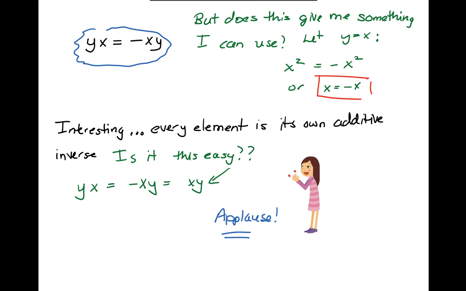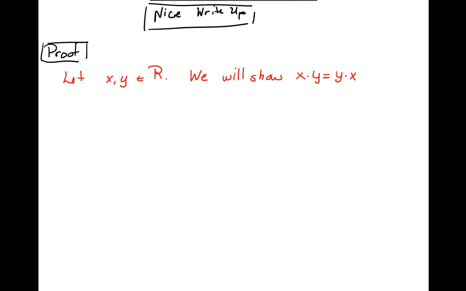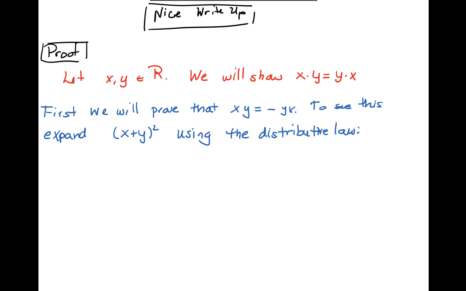So how do we write this up nicely? Of course, we don't show any sweat. It's supposed to be a piece of cake. Let x and y be in R. We're going to show that xy is yx. Just remind the reader where we're heading. First, we're going to prove that xy is minus xy. We just lead them along a little bit.